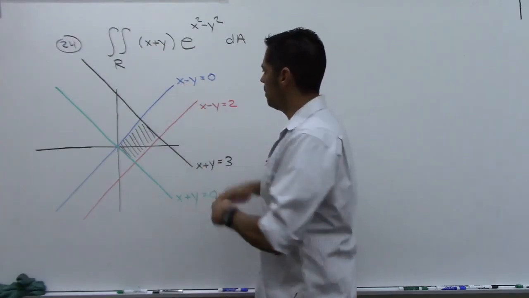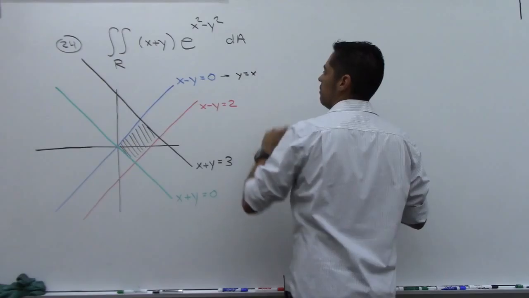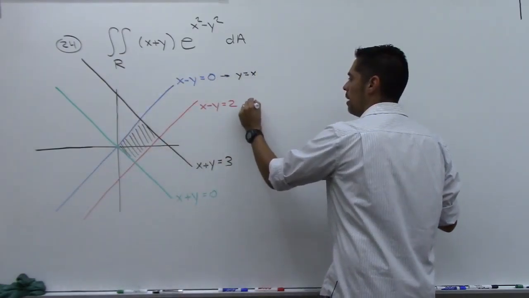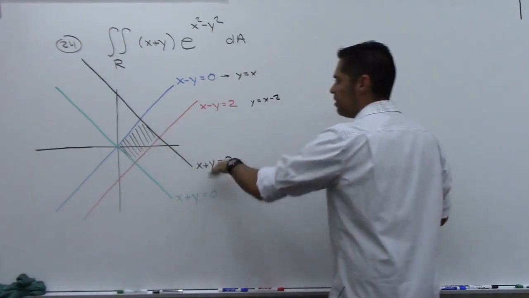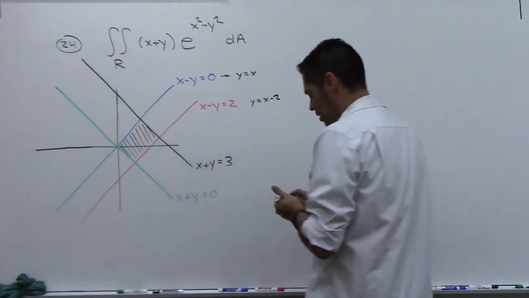x minus y equals 0. Just solve for y here. You get y is x. So that's this one right here. Solve this one for y. You get y equals x minus 2. And then that's this one right here. You can do the same for these and you get those 4 lines. You can clearly see the region of integration.